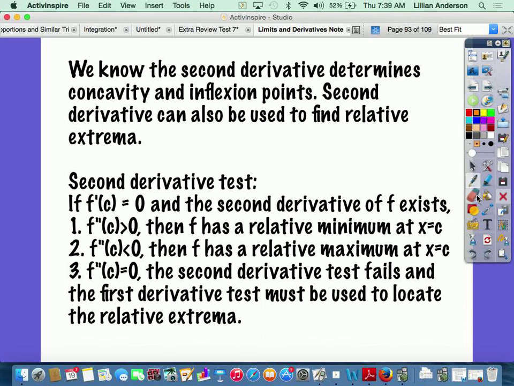And lastly, if the second derivative at c equals 0, then the second derivative test fails and the first derivative test must be used to locate relative extrema. So in other words, the second derivative test is helpful to find relative maximum and minimum. However, there is a possibility that you can't use it to find those relative extrema, and in that case, you'll have to use the first derivative test. Can you use the first derivative test anyway without having to use the second derivative test? Of course you can. However, there might be situations where it is easier to use the second derivative test instead of the first derivative test to find your extrema.